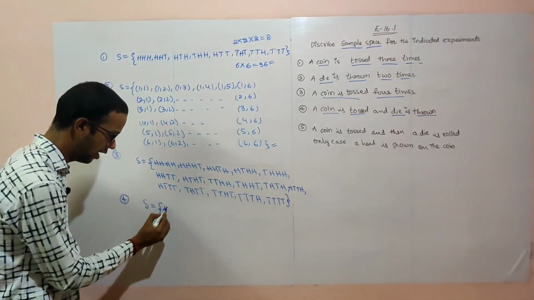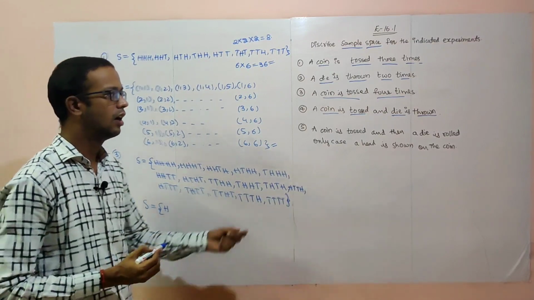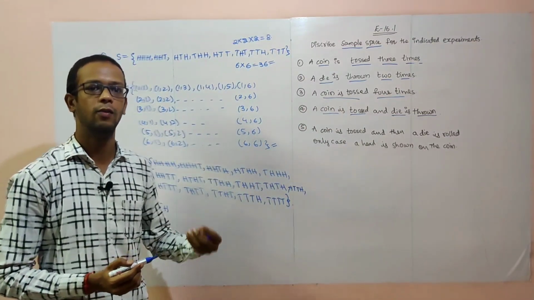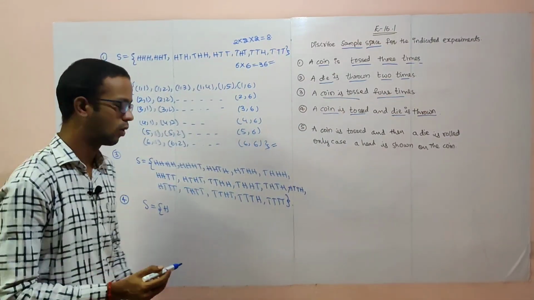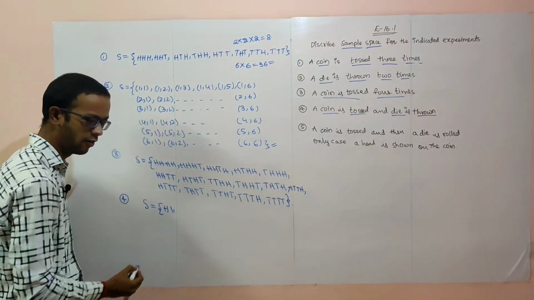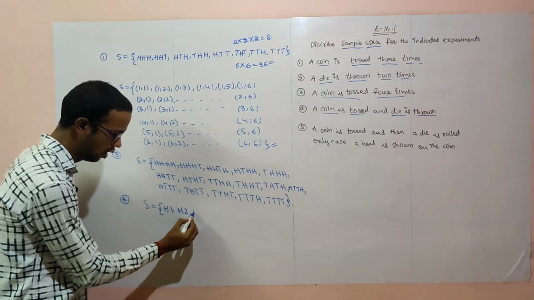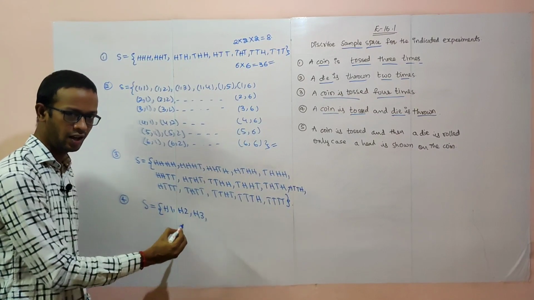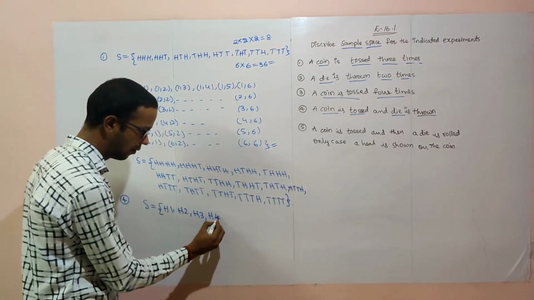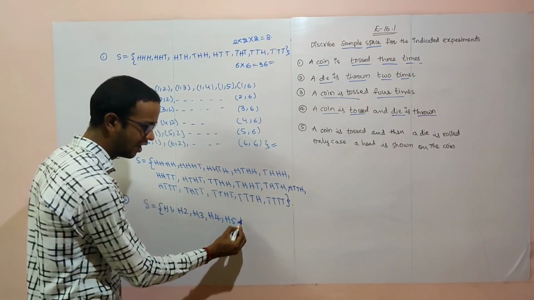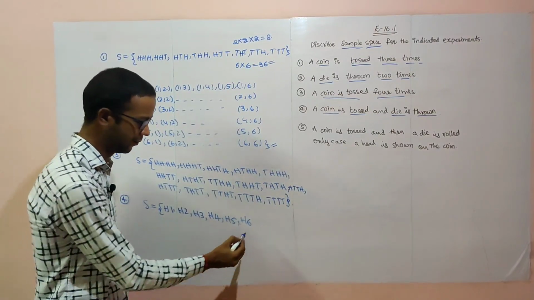First I am taking head. If you get head, what we have to do? Throw a die. If you are throwing a die, 6 outcomes will be there. So H,1 you will get, or H,2, H,3, that is nothing but H,3, H,4, H,5, H,6.